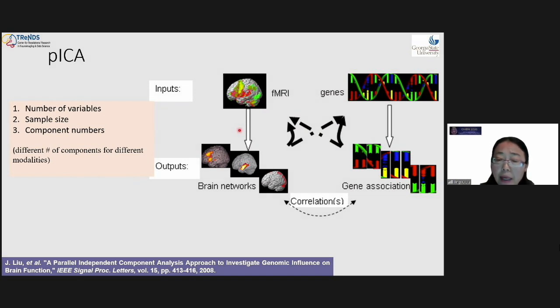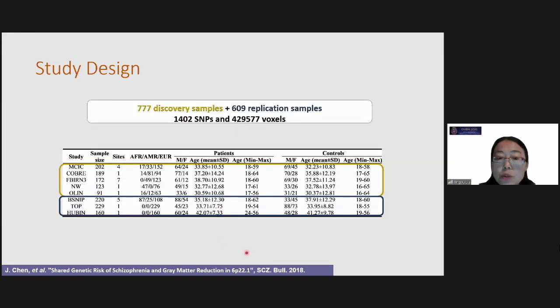Parallel ICA has been applied to multiple projects. Here, I'm using one example to demonstrate its feasibility and utility. In this project, we applied parallel ICA to a schizophrenia cohort. In the discovery sample, we have 1,777 samples. In the replication sample, we have 600 samples. We selected 1,402 SNPs based on the PGC schizophrenia GWAS results. These are the top risk SNPs after pruning. Then we applied the method to whole brain voxels.